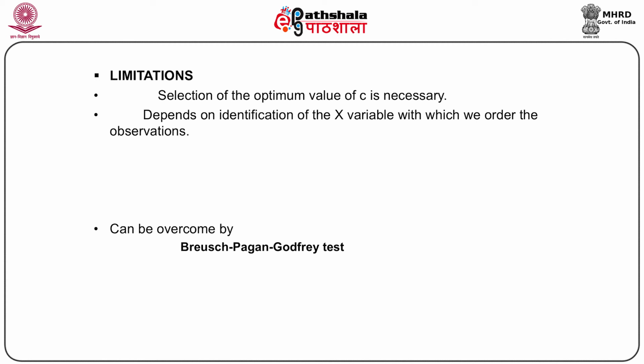Moving on to the Breusch-Pagan-Godfrey test for detecting heteroscedasticity. In case of the Goldfeld-Quandt test, the selection of the optimum value of C is necessary. Also, the method depends on identification of the x variable with which to order the observations. Also, in case of the Goldfeld-Quandt test, we can perform the test only if the residuals are positively correlated with the explanatory variable x. We can overcome the limitations of the Goldfeld-Quandt test by using the Breusch-Pagan-Godfrey test.